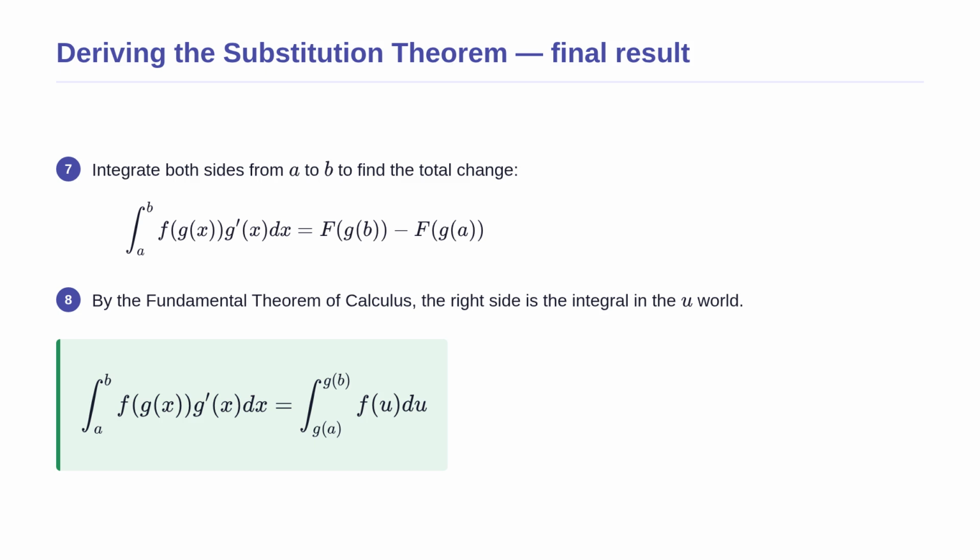But wait, this subtraction is exactly what we get when we integrate f of u in the u world from g of a to g of b. Since both integrals equal the same subtraction, they must be equal to each other. Hence, the substitution theorem is proved.